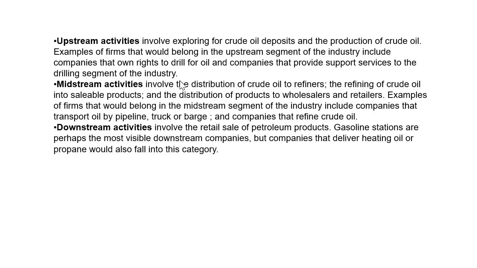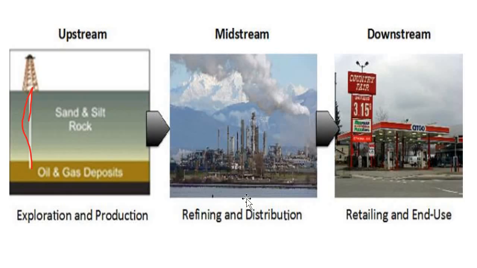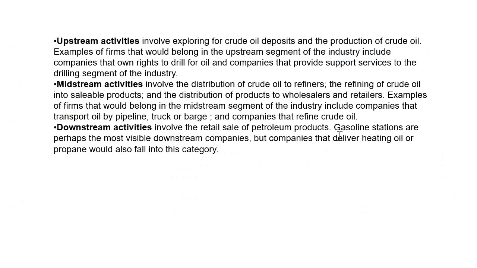Midstream activities involve the distribution of crude oil to refiners, the refining of crude oil into sellable products, and the distribution of products to wholesalers and retailers. Examples of firms that would belong in the midstream segment include companies that transport oil by pipeline, truck or barge, and companies that refine crude oil. I have shown you the picture. In midstream, the crude oil is distributed to the refining industries.